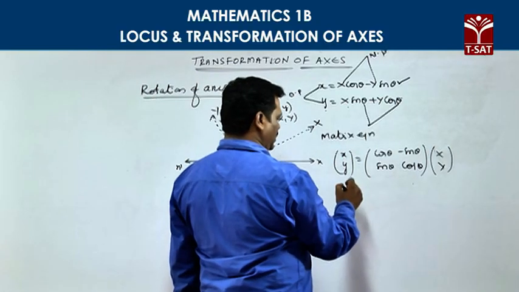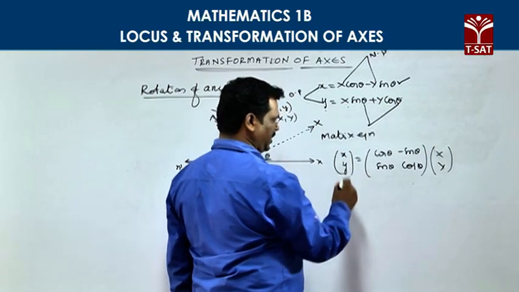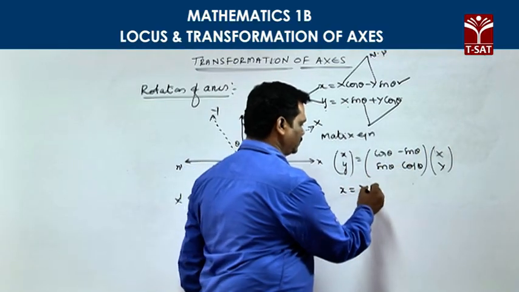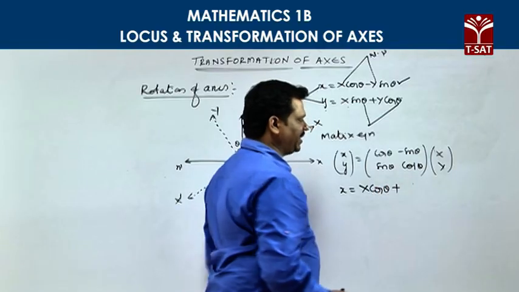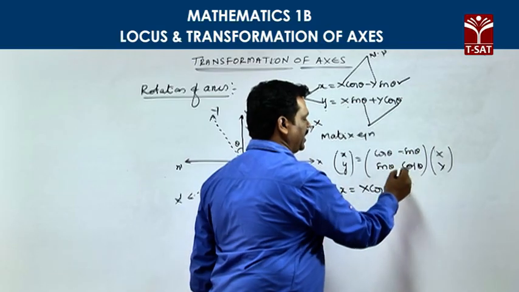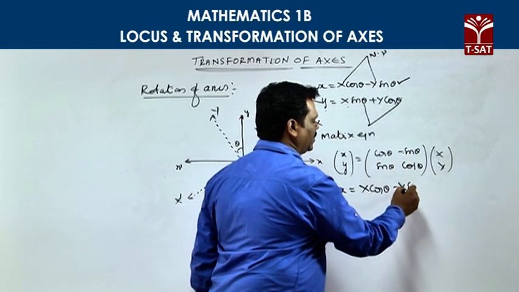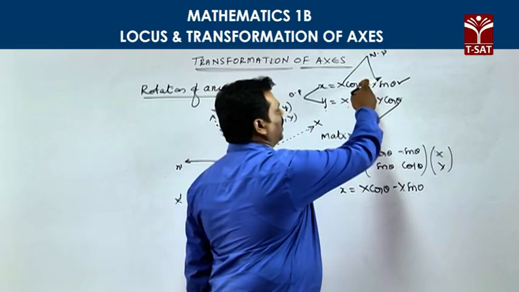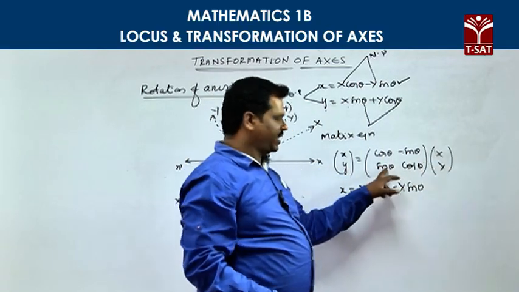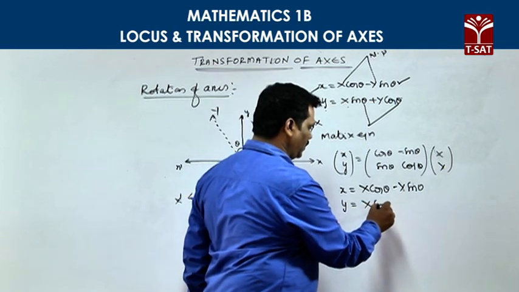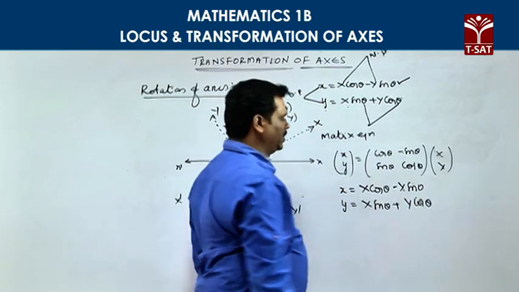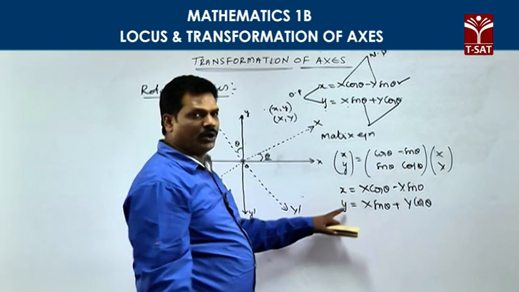How do we get it? Small x equals X cos theta plus Y into minus sin theta, that is minus Y sin theta. We get the first formula. And small y equals X sin theta plus Y cos theta. These are the original points. This is very, very important.